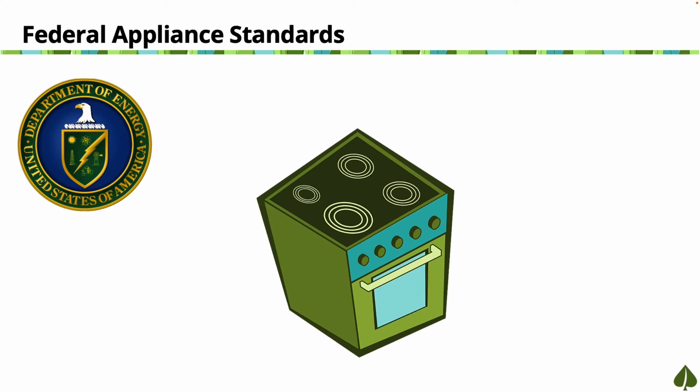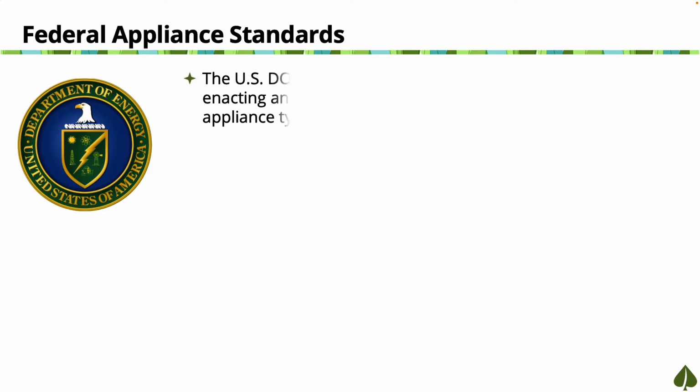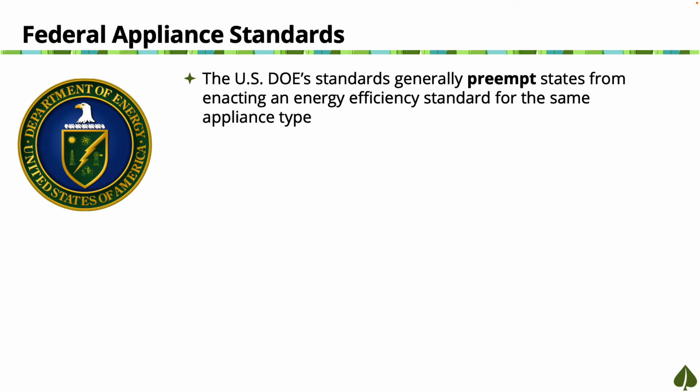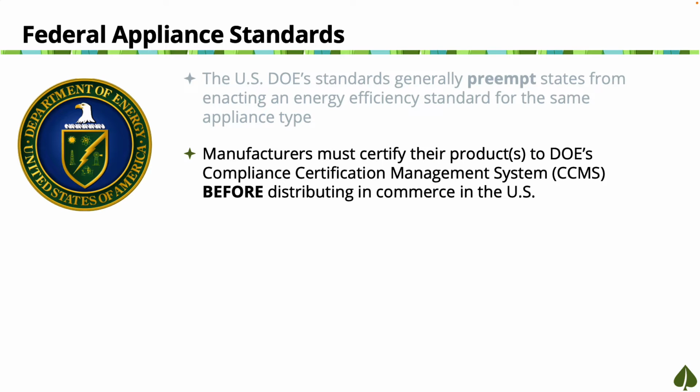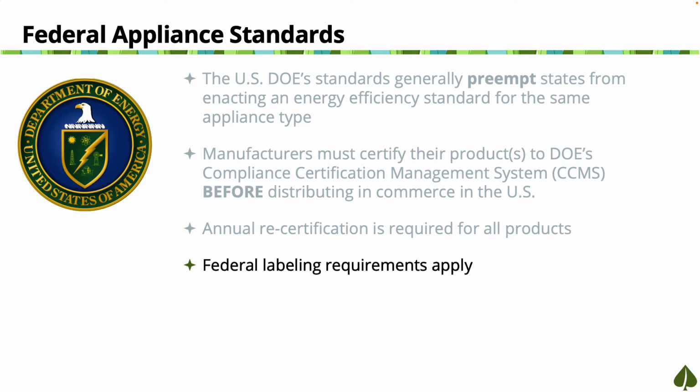The U.S. DOE Appliance and Equipment Standards Program sets minimum energy efficiency standards for approximately 60 categories of appliances and equipment. In general, when the DOE regulates an appliance type, states cannot adopt different standards for that product type. Manufacturers must certify their products to the DOE Compliance Certification Management System, or CCMS, before distributing them in commerce in the U.S. These products must meet specific labeling requirements and be recertified every year.